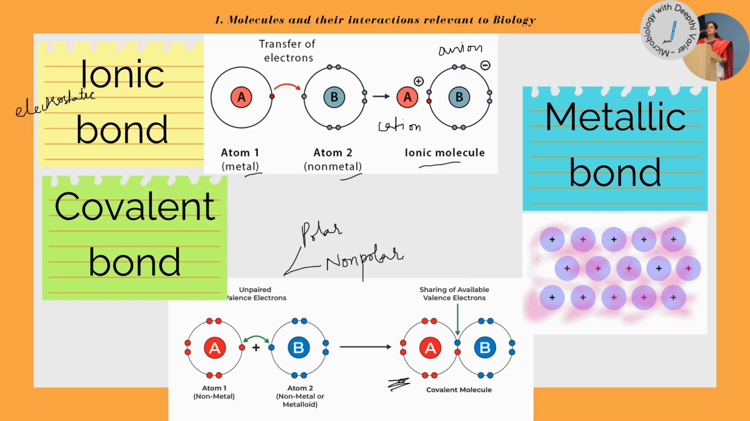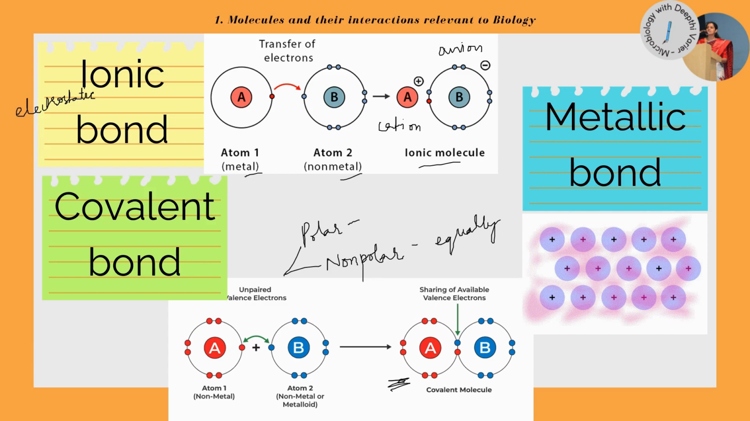A polar covalent bond is where the electrons are unequally shared. So one element is slightly more electronegative, so it pulls the electron cloud more towards itself. That's called a polar covalent bond. And a non-polar covalent bond is where the electronegativity difference is not much, so the electrons are being equally shared between the two atoms. That is what we would term a non-polar covalent bond.